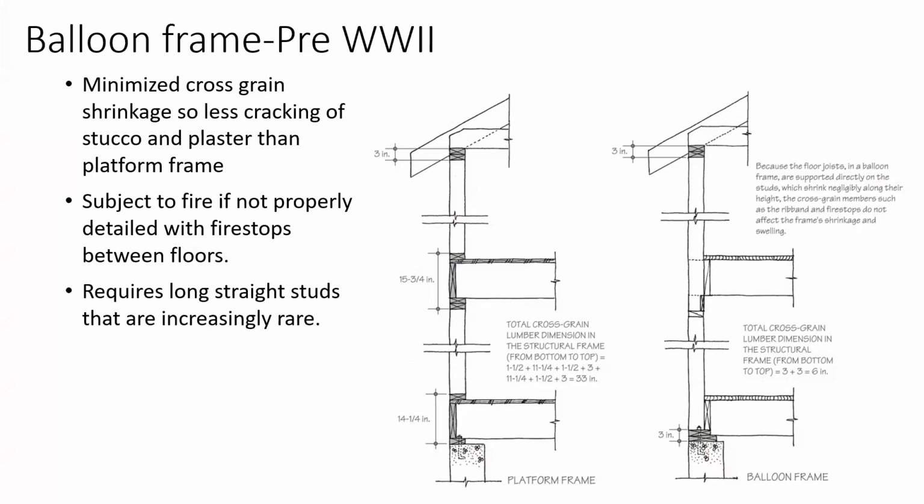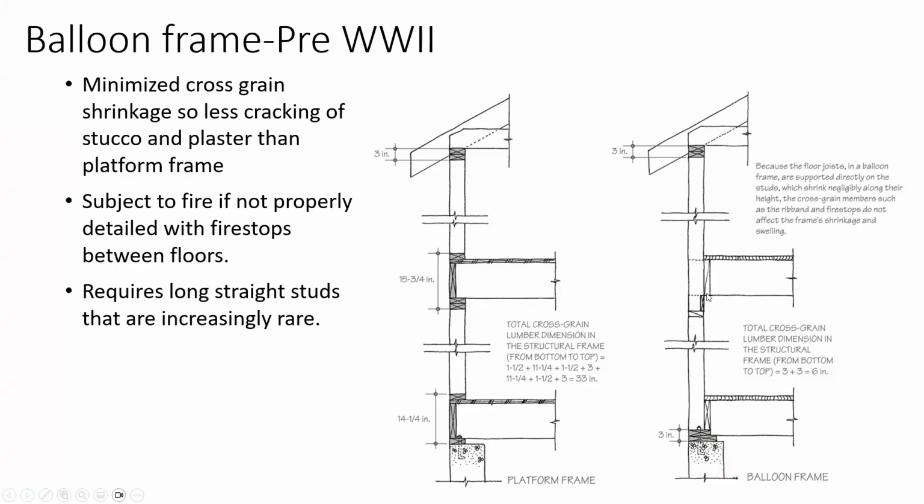So before World War II, they had what was called balloon frame. And remember, they had this old growth timber that was nice and tall and straight. So they could get a two-story house with one stud out of these big old trees that was nice and straight that went all the way from the foundation wall up to the second floor roof.